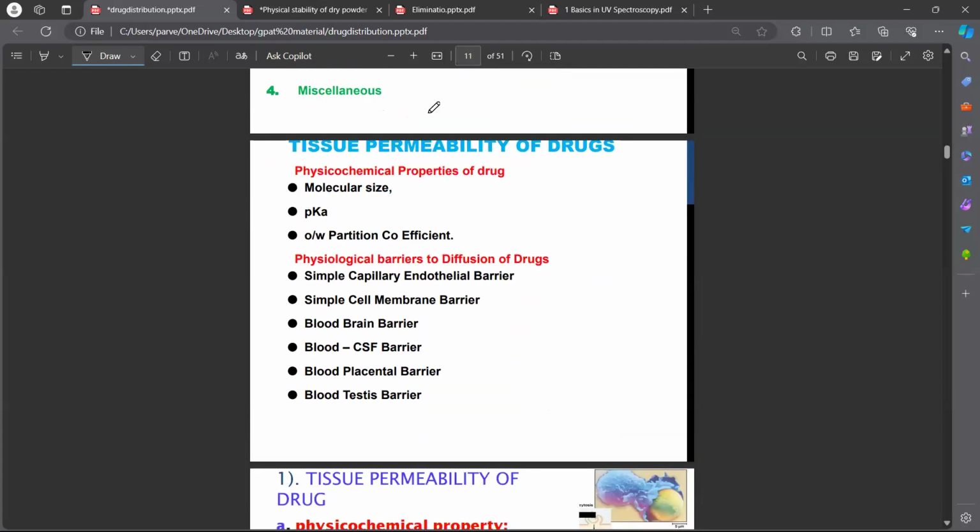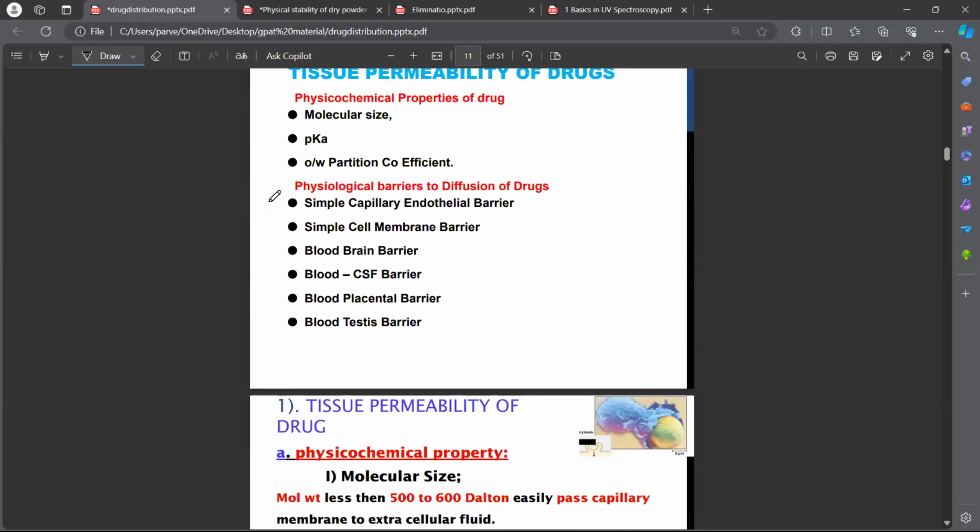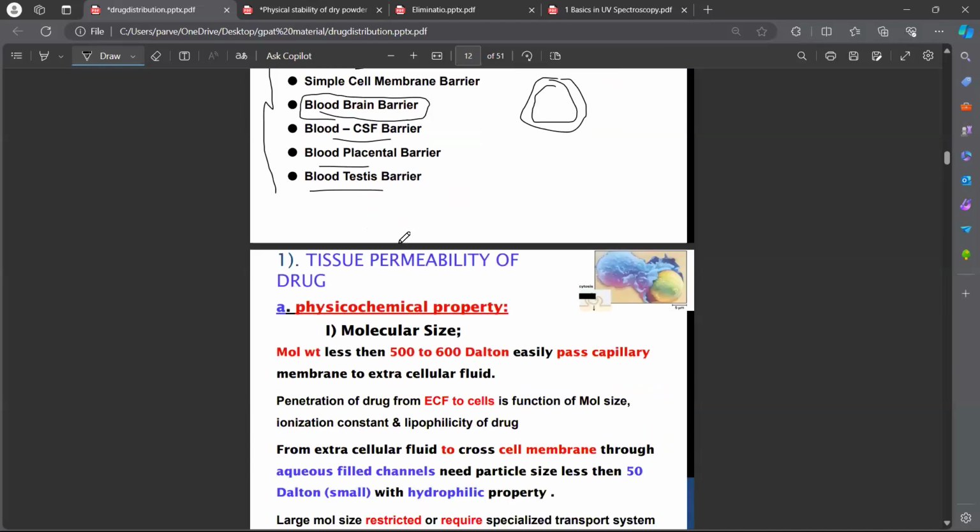So the physiochemical properties, as I mentioned earlier, molecular size, pKa, and partition coefficient, and these are the top barriers for drug distribution, which include the blood testis barrier, blood placenta barrier, blood cerebrospinal fluid barrier, and the blood-brain barrier, which is the main barrier, which mainly protects the brain from toxins, etc., to prevent their entry into the brain. Next, the simple cell membrane barrier. Every cell has a simple cell membrane barrier, and the cell membrane is generally made up of phospholipid, same as the intestinal cell barrier, and the simple capillary barrier, as I mentioned earlier.